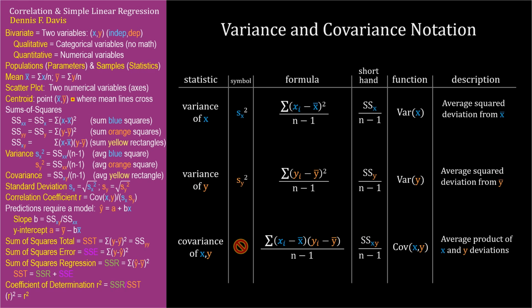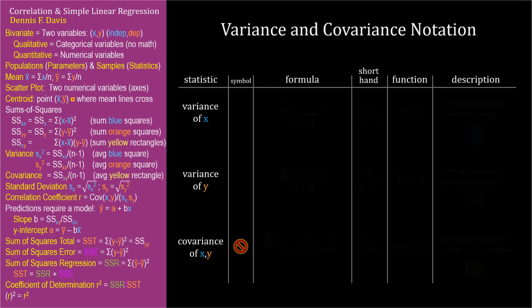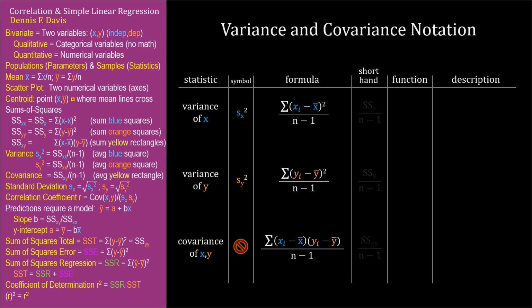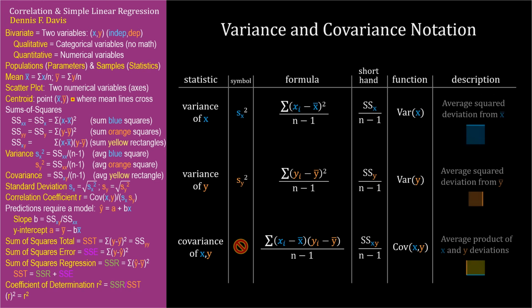I want to include our visual memory aids. The variance of x is based on the squared x differences. The variance of y is based on the squared y differences. And the covariance of x and y is based on the x difference times the y difference, and our memory aid is a yellow rectangle. A worthwhile goal is to be able to replicate this chart from scratch. Of course, I would encourage you not to memorize it, but rather understand what each statistic means and be able to build the chart from that understanding.